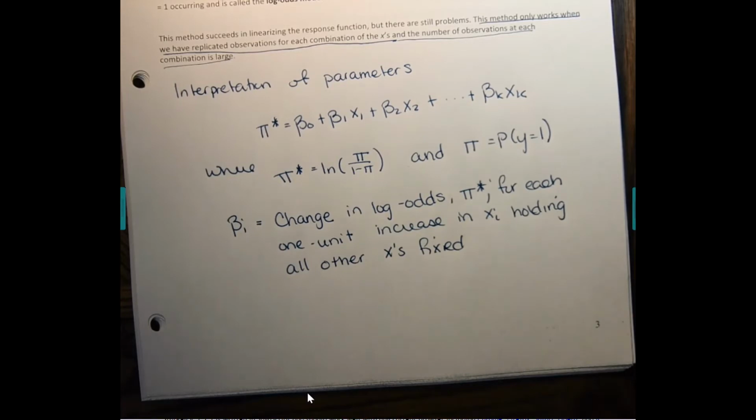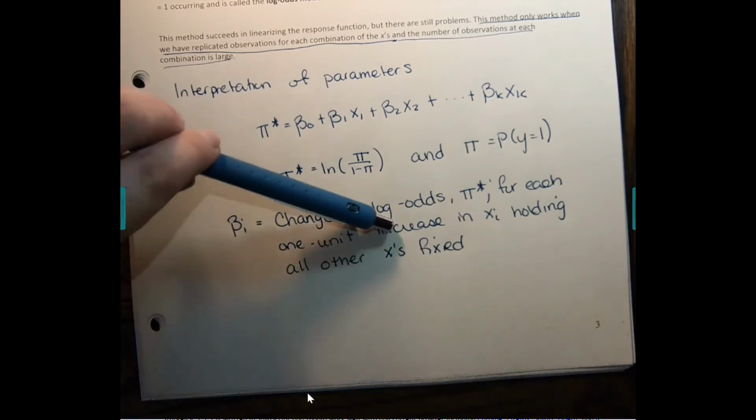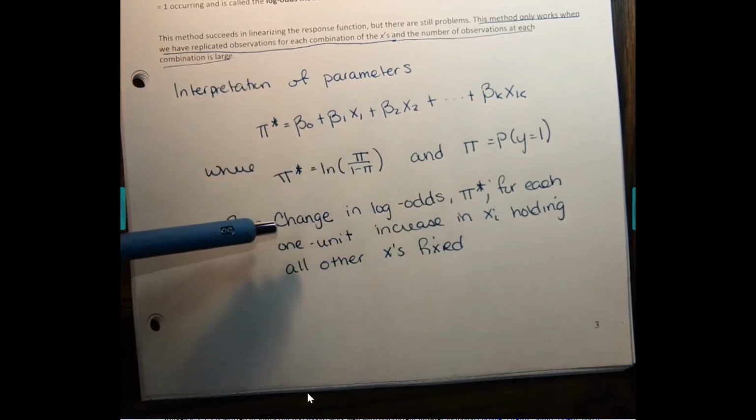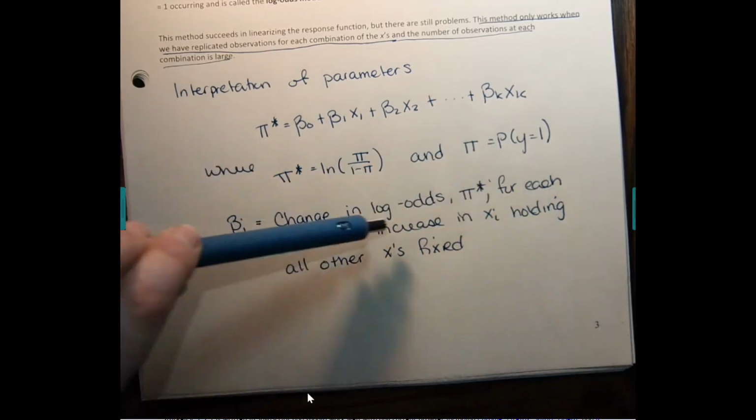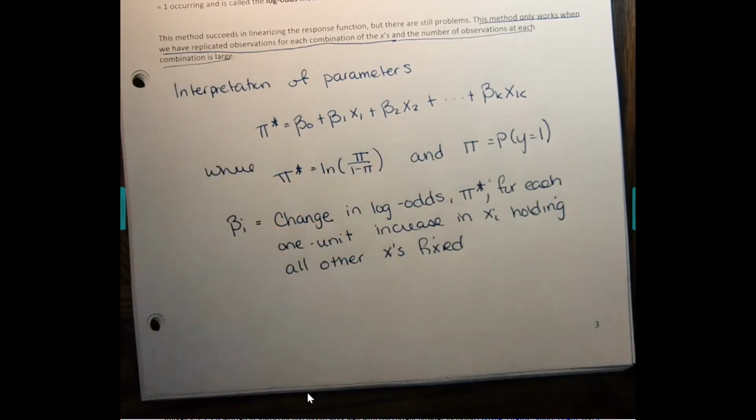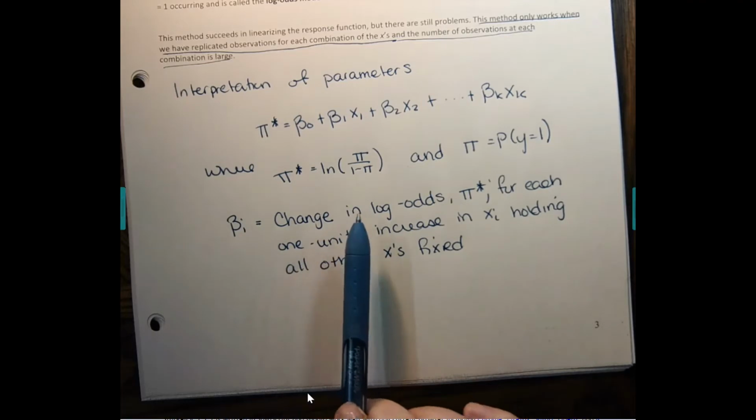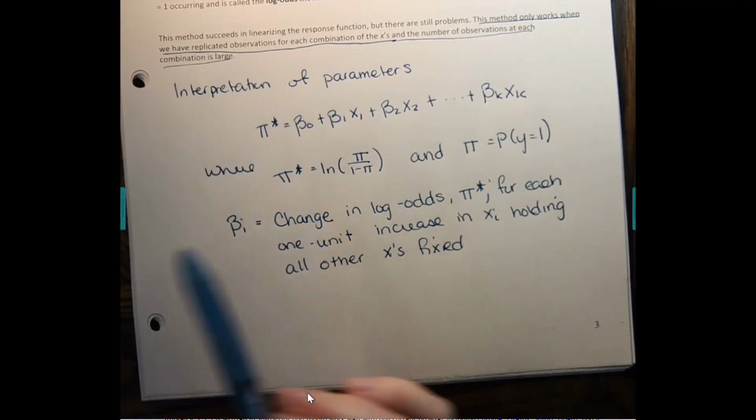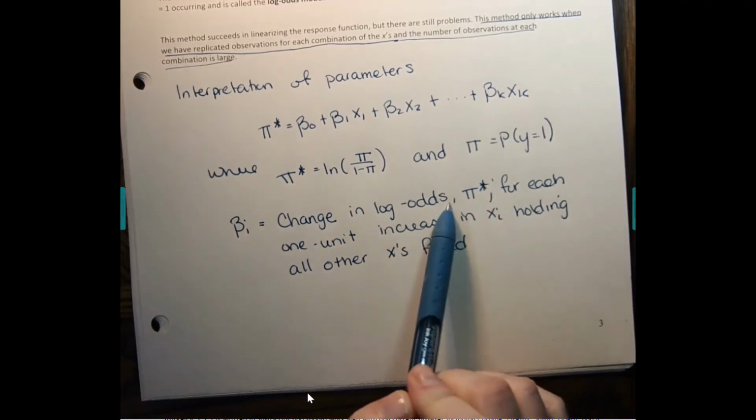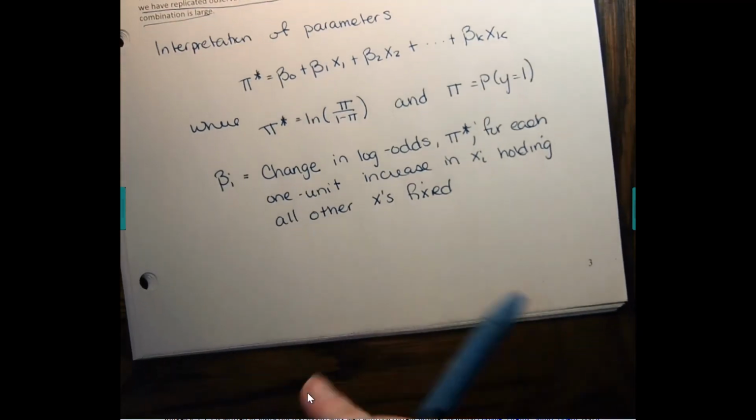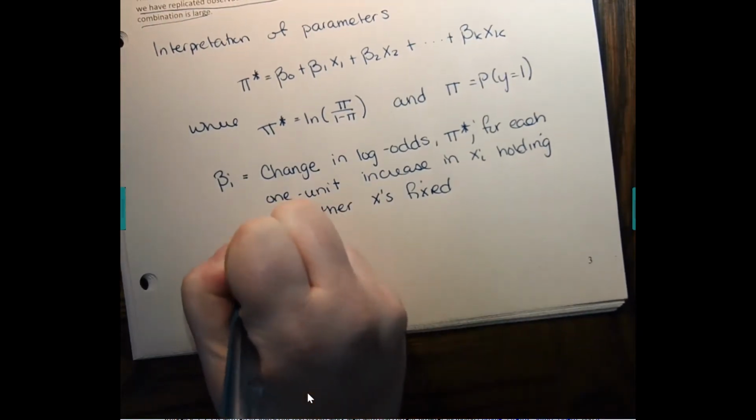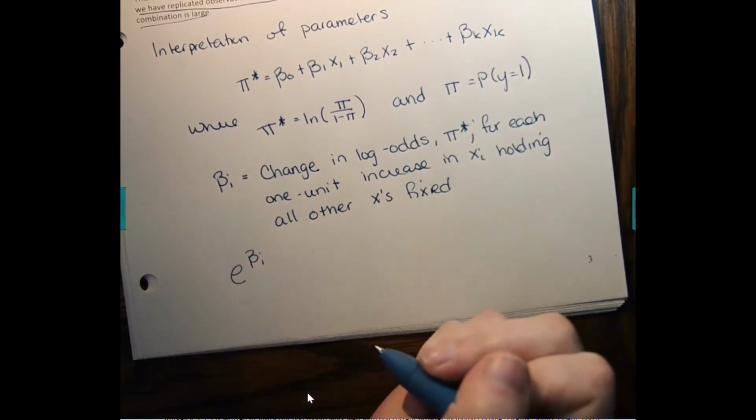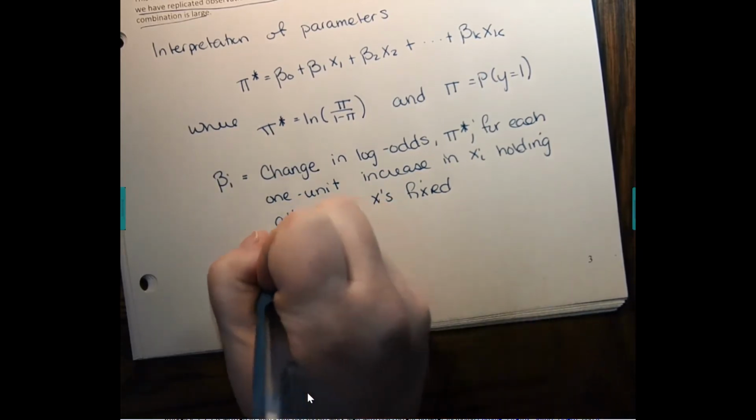Notice here, for this interpretation, if we ignore just the log odds pi piece for a second, it's the change in blank for each 1 unit increase in xi, holding all other xi's fixed. Notice this is very similar to what we've said before, but before we had the change in the response variable for each 1 unit increase in xi. Our response that we're modeling right now is the log odds, or pi star. So this is the same interpretation for the beta i's that we've seen before. And what we can do is transform the beta i's to be equal to e to the beta i minus 1.